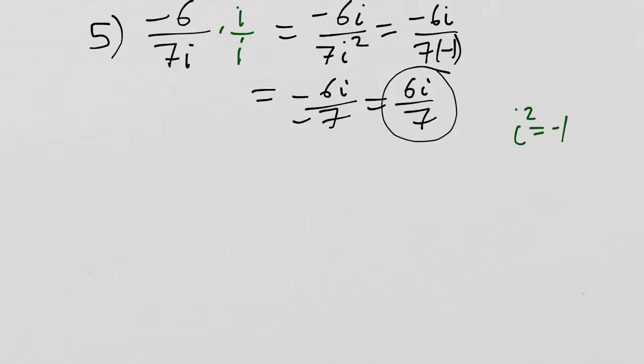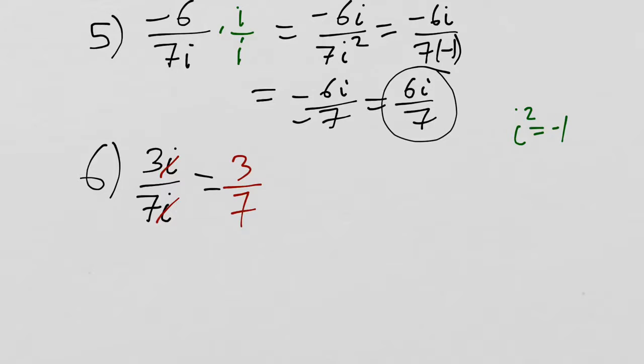Okay, cool. So let's take another look at another one. I've got 3i over 7i. Now this is kind of a trick question because I can just cancel these i's out and end up with 3 over 7. But let's see if what we've learned is going to get us there, okay?